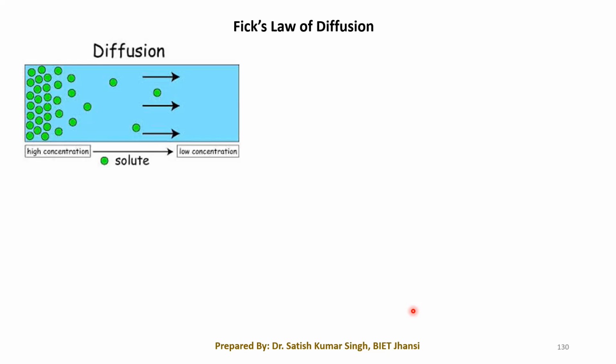In diffusion, at one point in any material there will be a very high concentration of particular atoms, and at the other point the concentration will be very low. If we have a certain material in which at this point there is a very high concentration of certain atoms, and at the other points the concentration is very small, then obviously these atoms are going to diffuse, or make a movement, from high concentration to the low concentration side.